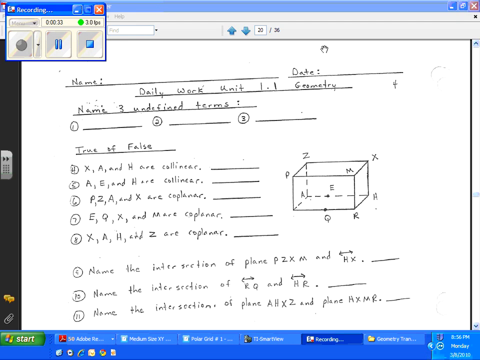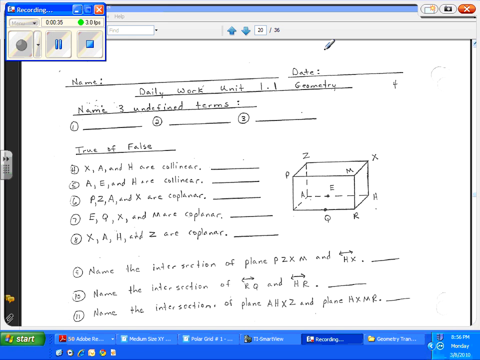There were three undefined terms, remember. The first was point, and then we had one that started with an L, and then you had the third one, right? So point, three undefined terms. You can finish filling in those blanks. We started out with those, and from there we made definitions. Okay? The next little portion is true or false.